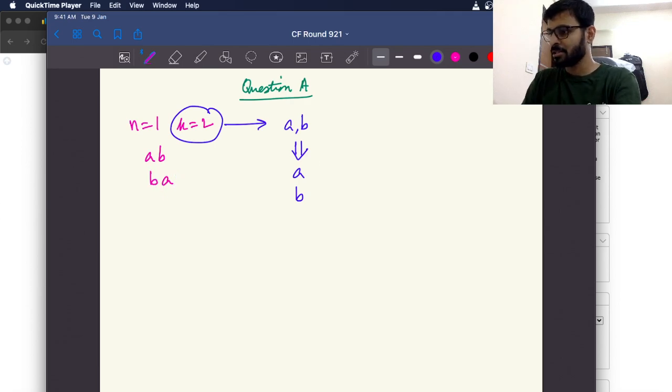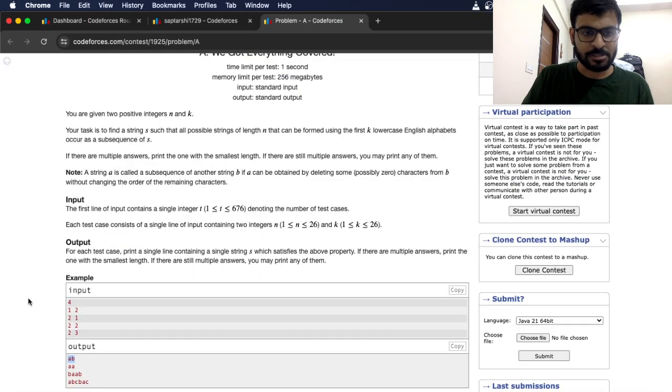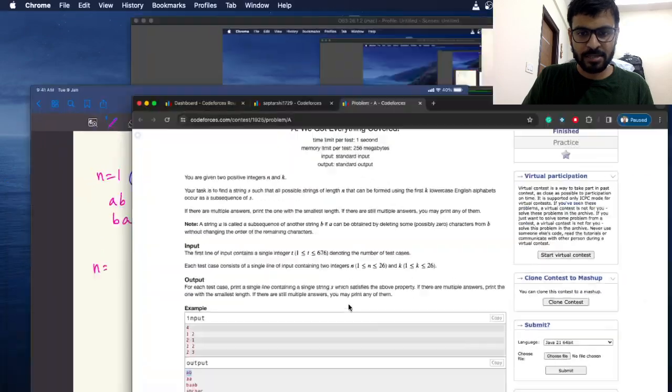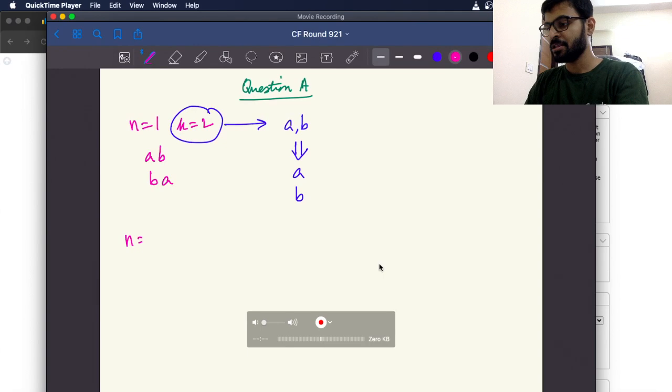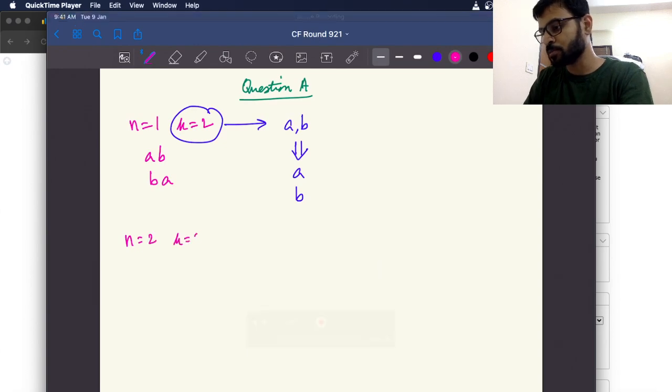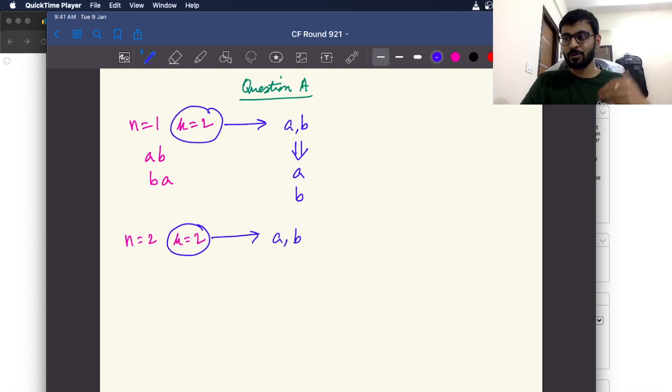Fine. Now let us look at another example. Let's look at this. N equal to 2 and k equals to 2. And over here it's given BAAB. Let's go there and see. N equal to 2, k equals to 2. What it basically says is, k equals to 2 again means the same thing, that it's A and B. K equals to 1 means only A. K equals to 2 means AB.